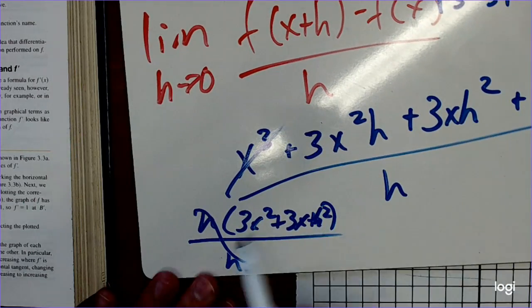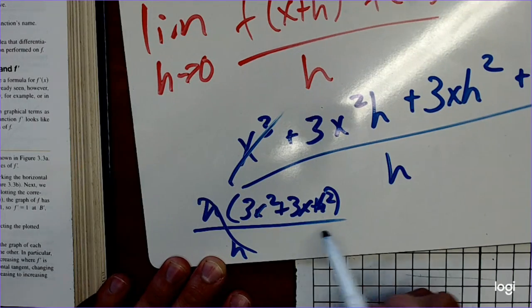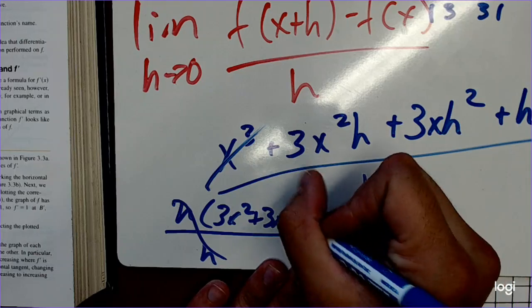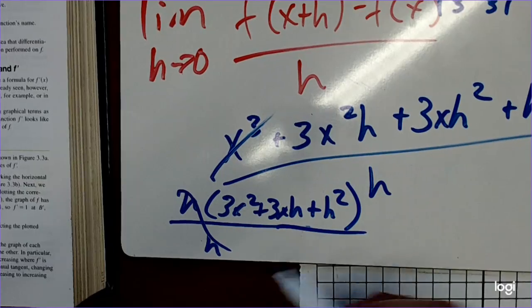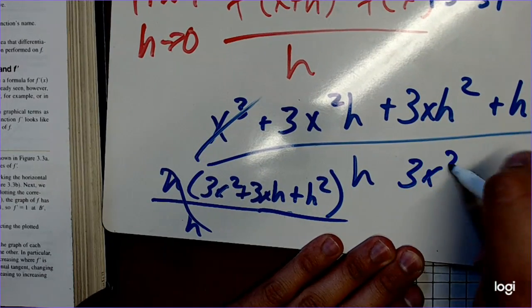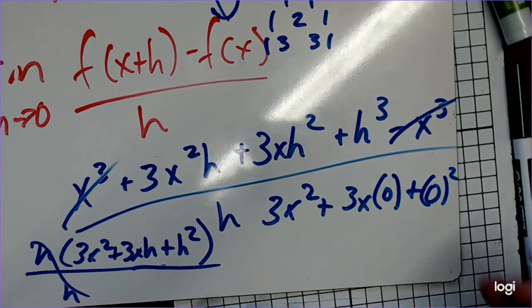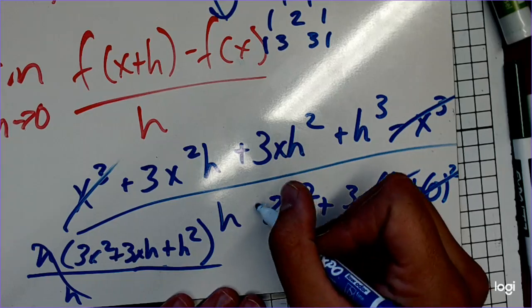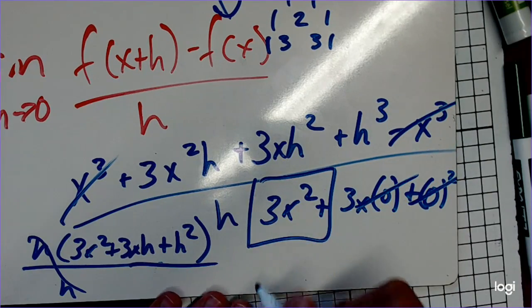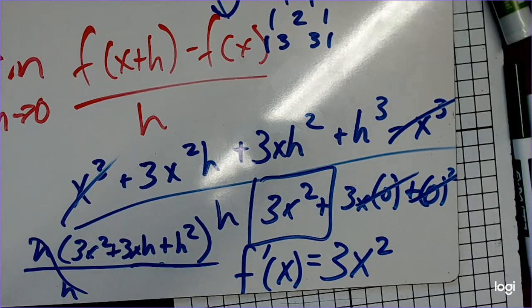That cancels, right? And then if I do the limit of 3x squared plus 3xh plus h squared as h approaches 0, if I plug in all the zeros, now what I have is 3x squared plus 3 times x times 0 plus 0 squared. So that 0 is just going to be 0. That's just going to be 0. So the derivative is just going to be this, 3x squared. That is f prime of x is equal to 3x squared, right?